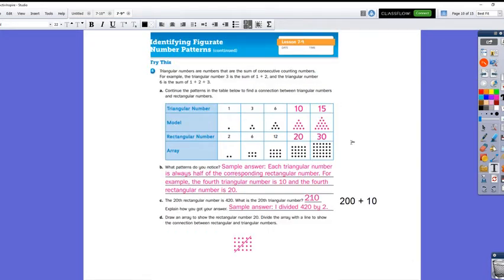Okay, so on the next page, we are talking about triangular numbers. So let's see what it says here. Triangular numbers are numbers that are the sum of consecutive counting numbers. For example, the triangular number 3 is the sum of 1 plus 2, and the triangular number 6 is the sum of 1 plus 2 plus 3.